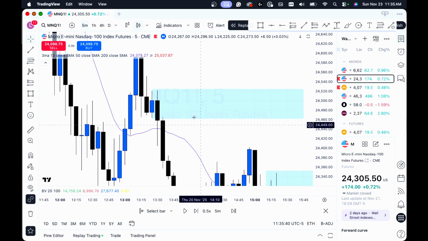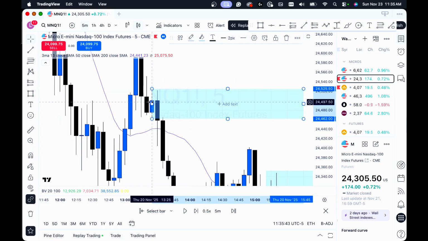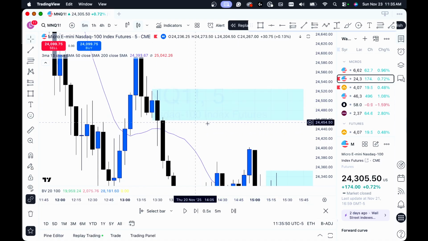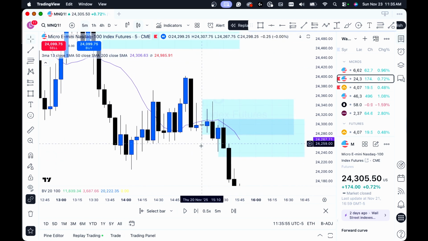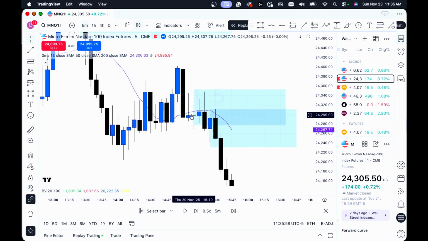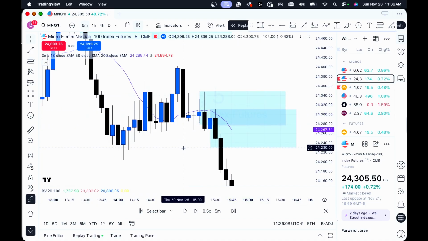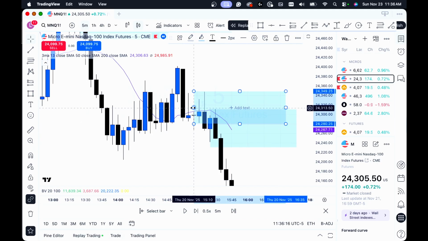Same thing with this one. Previous candle, bullish candle, wick to wick. That's it. Wick to wick. Same thing right here. I do wick to wick. Boom. Catch this top wick and catch the bottom wick of the bullish candle. Like this. Boom.